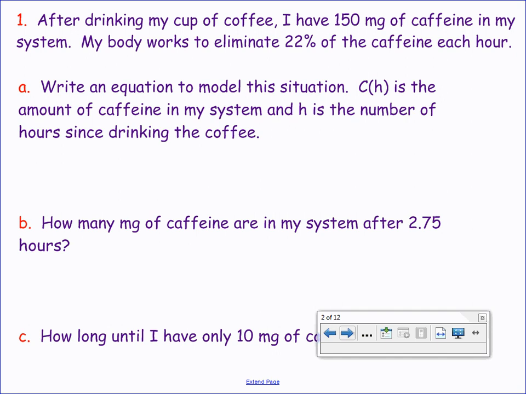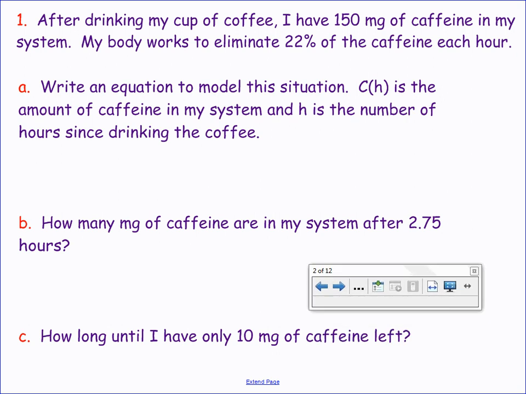C of H is the amount of caffeine in my system. H is the number of hours since drinking the coffee. We'll answer questions like how many milligrams of caffeine are in my system after 2.75 hours. And then lastly, how long will it take until I only have 10 milligrams of caffeine? And so let's go ahead and take a look at the first one.